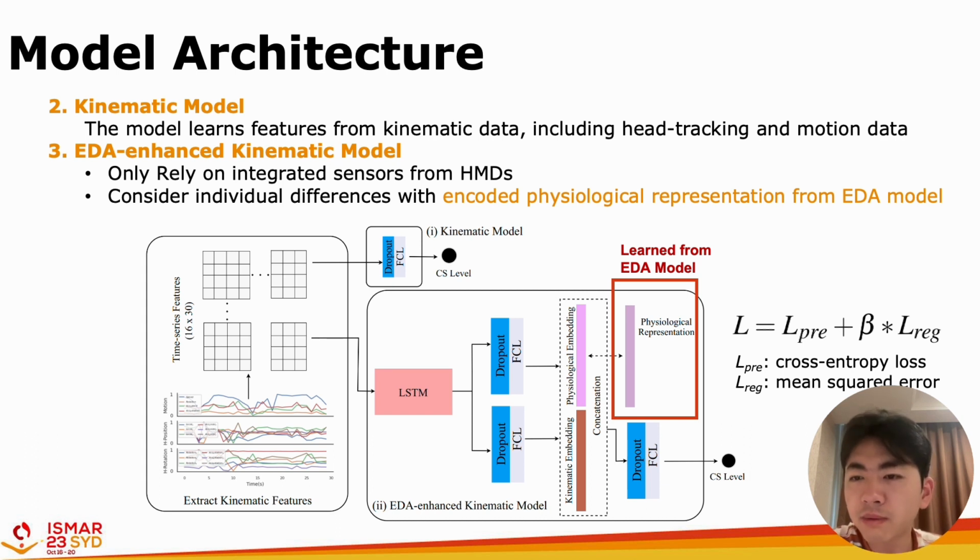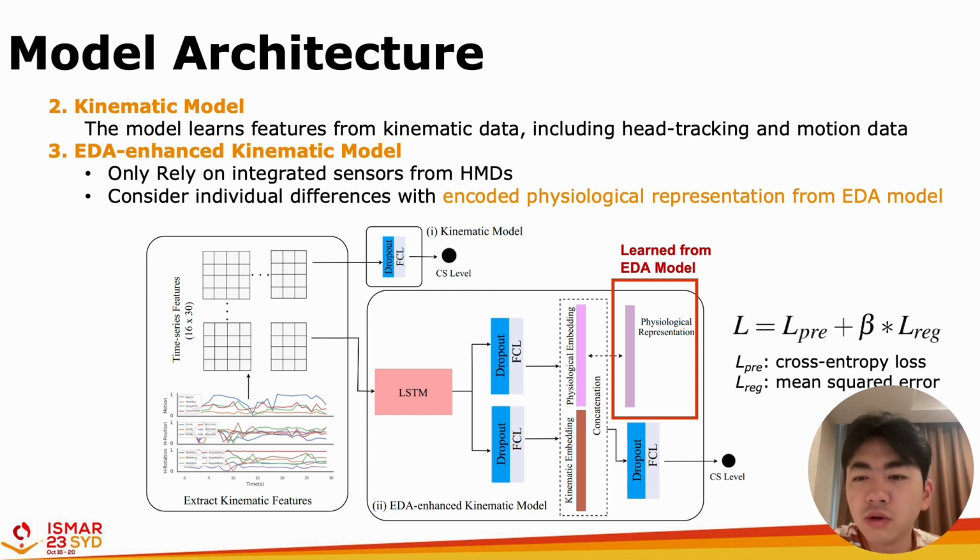Additionally, it learns a mapping from kinematic features to physiological embedding, which is achieved through LSTM and feed-forward neural networks. During training, the mean squared error between the physiological embedding and the physiological representation, which is learned from the EDA model, is added into the loss function.